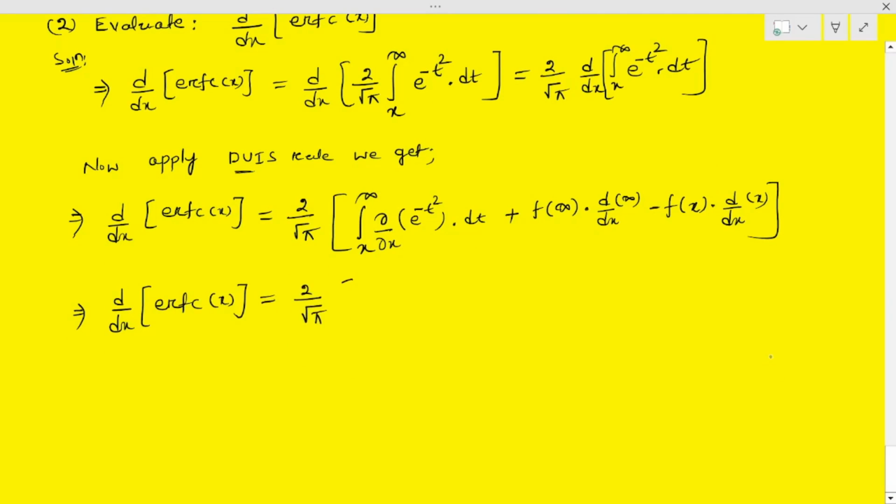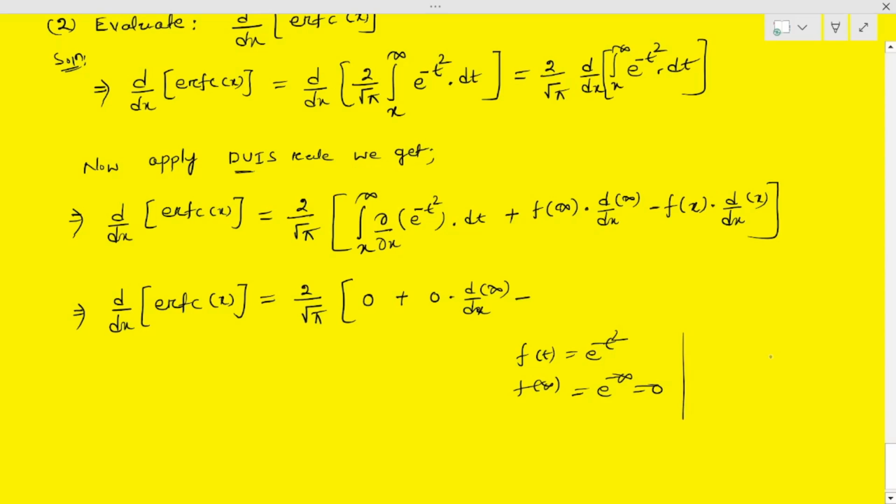Okay, so d by dx of the complementary error function of x will be equal to 2 by root pi is there here. Here del by del x of e to the minus t square will be equal to 0 because this is purely a function of t, so the derivative with respect to x obviously will be 0. So this term will be 0. Plus here we have f of t is e to the minus t square. F of infinity, that means e to the minus infinity, is nothing but 0. So here f of infinity is 0, and there is no need to write the derivative of infinity because this term will be 0.